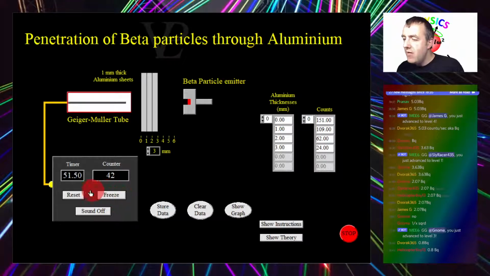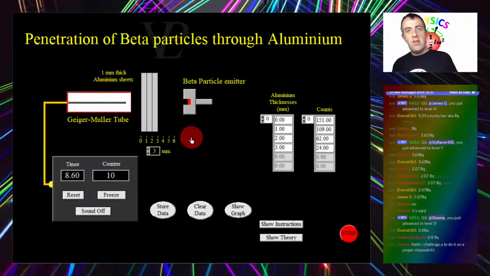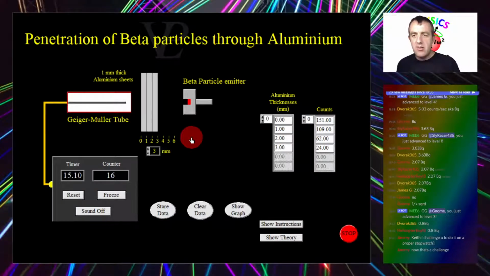0.8 becquerels. If I double the distance between the source and the detector, then the activity that is detected falls by 1/4. If I increase the distance by 10 times, then I get 1% of the activity detected. That's what we mean by inverse square.